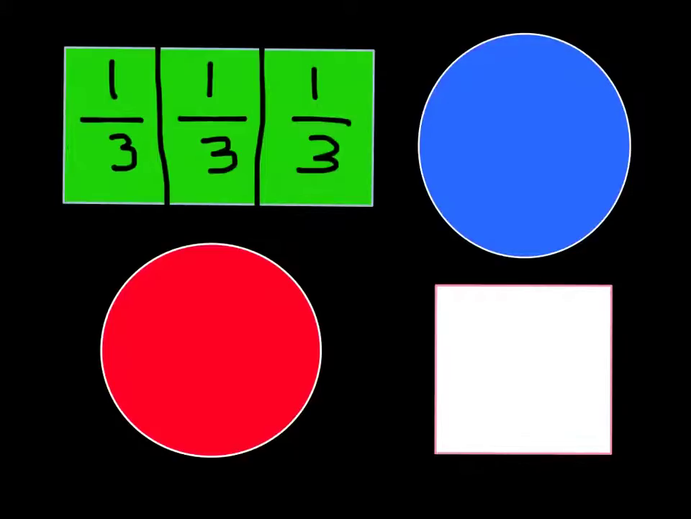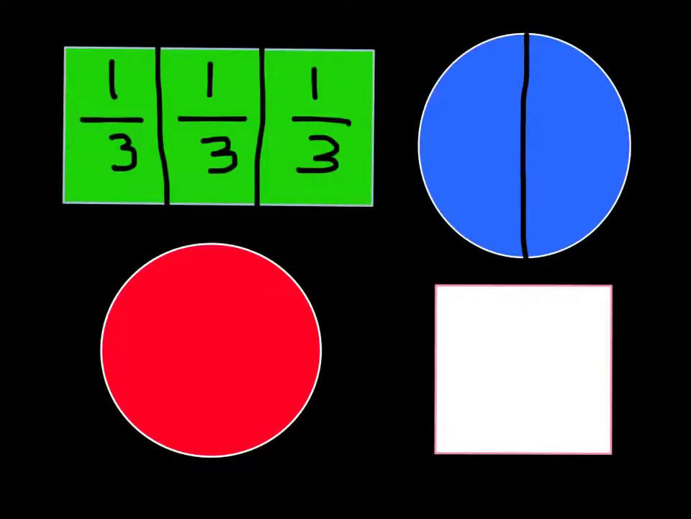Okay, now let's take a look at the blue circle. I would like to cut this circle into 2 equal parts. And I chose to cut it from side to side. Of course, it would also work to cut it from top to bottom. That also cuts it into 2 equal pieces.